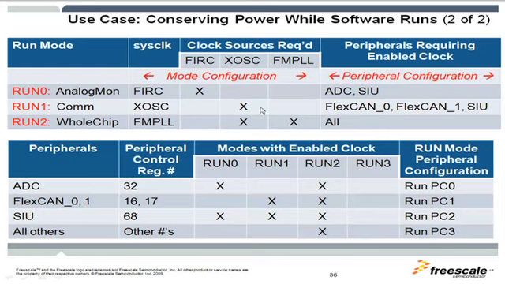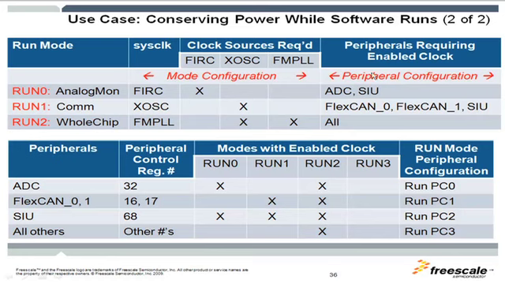So on this little table here, I wrote down, okay, when I'm in run 0, I need a clock to the A to D controller, and I also need one to the system integration unit, because all the pads have to be specified that, hey, I'm going to be used for the A to D, or I'm going to be used for CAN, etc. And here, for the communication, which is my Run 1 mode, I need clocks for these peripherals, the CAN and the SIU. And here for Run 2, I need clocks to everybody.